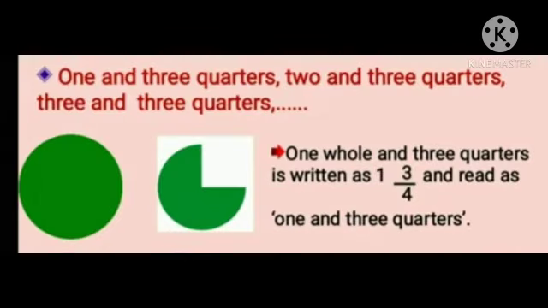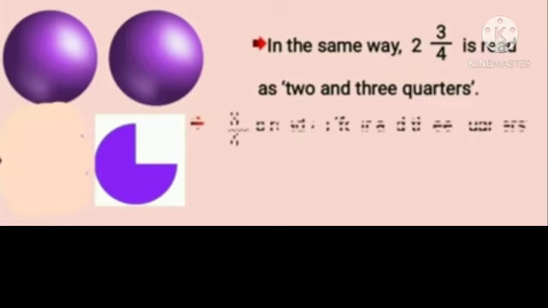Now coming to the next part, that is 1 and 3 quarters, 2 and 3 quarters, 3 and 3 quarters. First we'll see 1 and 3 quarters. Students, you know that for 3 quarters we write 3 upon 4. So if we take 1 whole and 3 quarters, which means 1 plus 3 upon 4, it will make 1 and 3 quarters. In the same way, if we take 2 wholes and 3 quarters, it makes 2 plus 3 upon 4, that is 2 and 3 quarters.